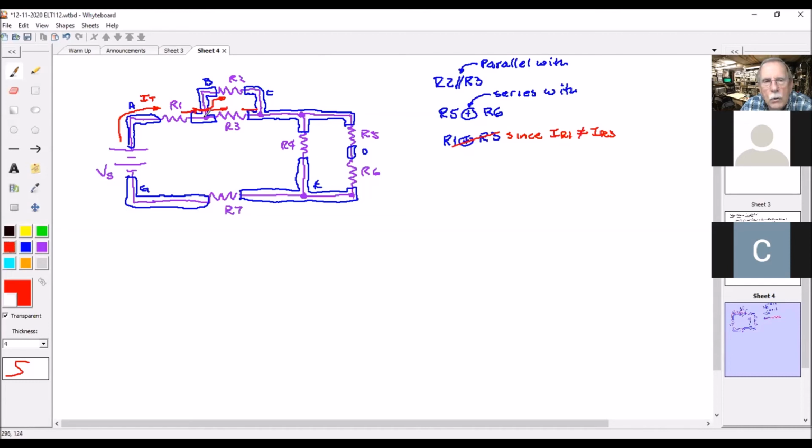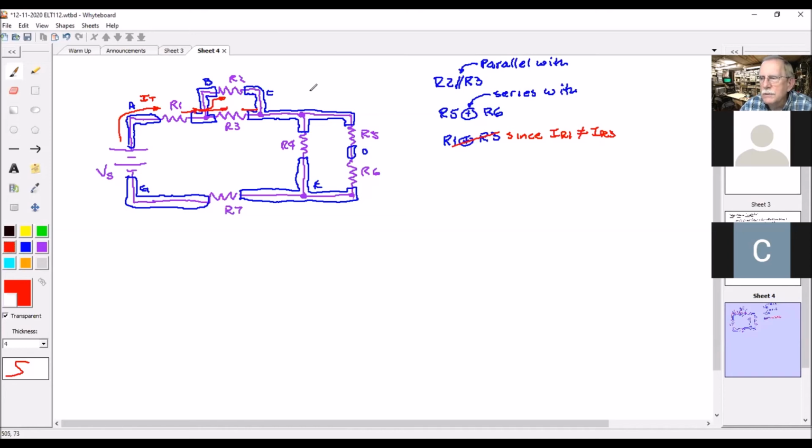it gets to this node right here, it splits. Part goes to R3 and part goes to R2. So that means that since only part of the current that went in goes to R3, the current in R3 and the current in R1 aren't the same. All right, IR1 does not equal IR3.